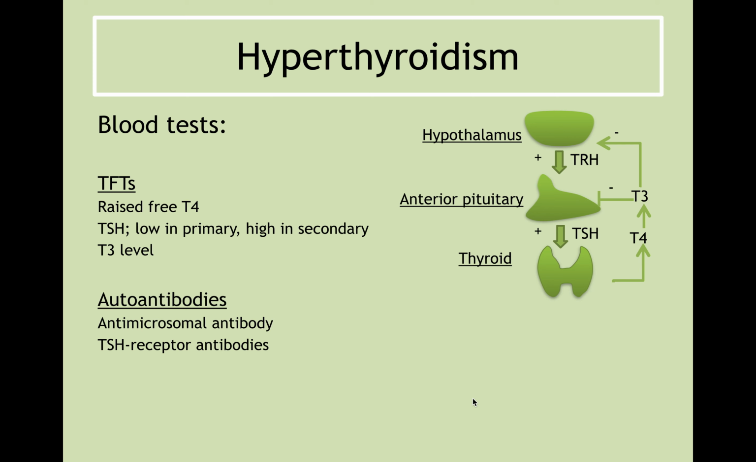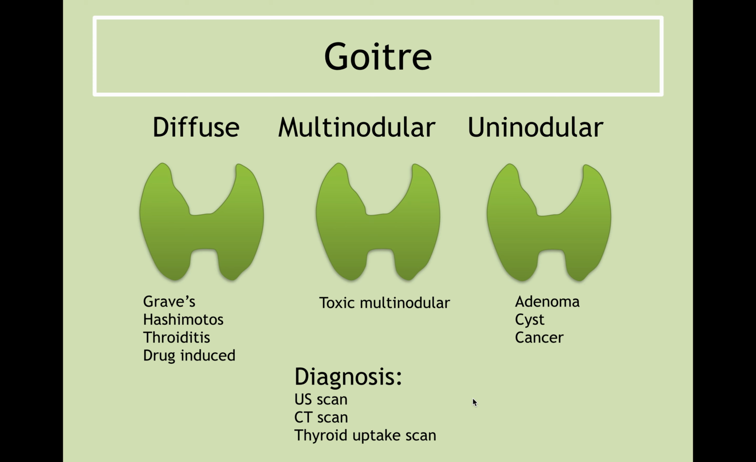You can also look at autoantibodies, such as antimicrosomal antibodies or TSH receptor antibodies. These are often present in Graves' disease. They work against thyroid peroxidase. Most patients with hypothyroidism will get goiters.